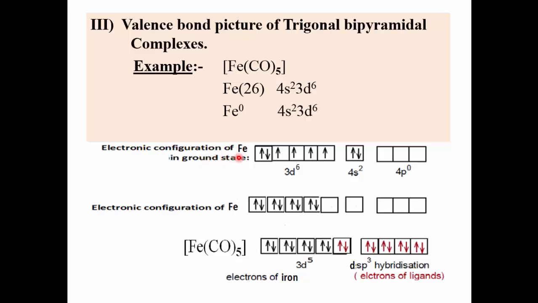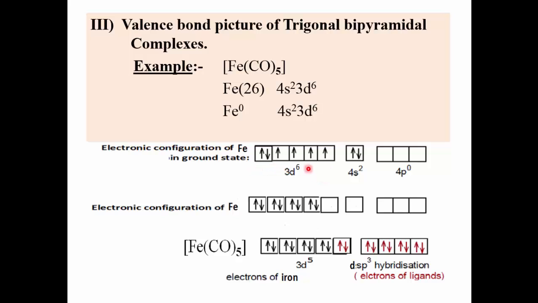So, start the box diagram: the electronic configuration of iron in the ground state. The 3d orbitals contain 6 electrons, and the 4s orbital contains 2 electrons. For this trigonal bipyramidal shape, we require dsp3 hybridization. But in this ground state configuration, we observe that the d orbital is not vacant. So see this step. In this step, there is pairing of all electrons and iron makes one d orbital available for hybridization. This is a very important step.